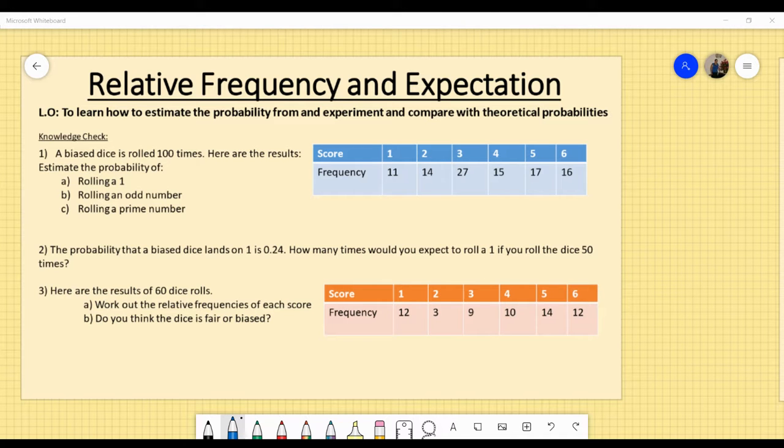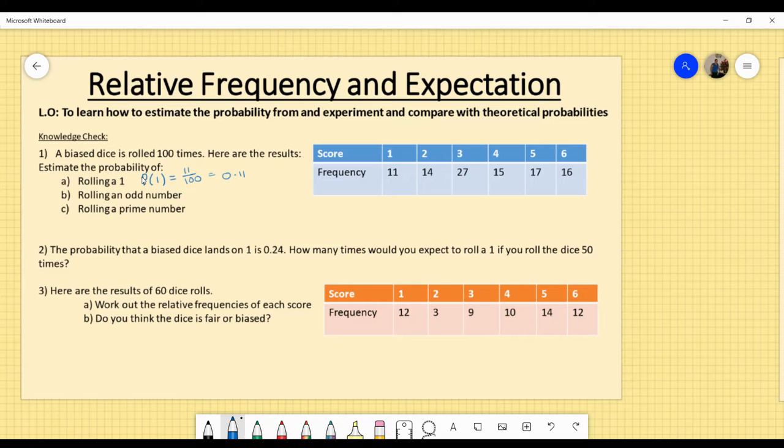So if we have a look at this first question here, the probability of rolling a 1, now using correct probability notation, we would write the probability of rolling a 1, and you can see it appears 11 times out of the 100 rolls, okay, so it's 11 over 100, which you can leave like that, or you can write it as a decimal. Either is fine. Fraction is usually a little bit tidier.